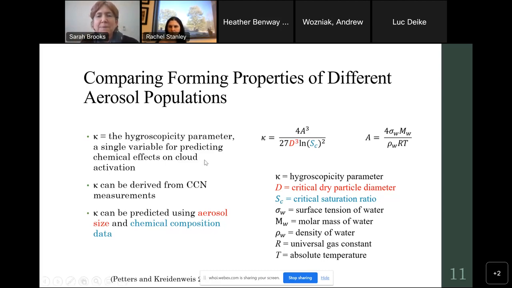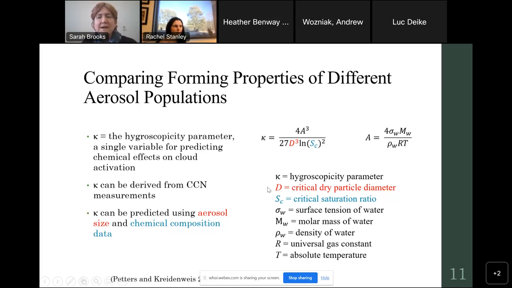All right, so here we have our kappa, and we can get it two ways, which we did do during NAMES. So first of all, if you're doing direct CCN measurements, you can take those measurements and get a kappa. Okay, and then we also can take other more fundamental measurements and derive a kappa. And that can test our understanding between these fundamentals and the CCN activation.